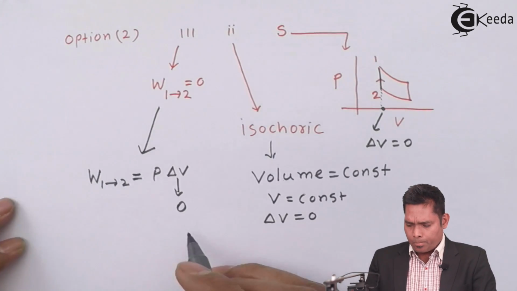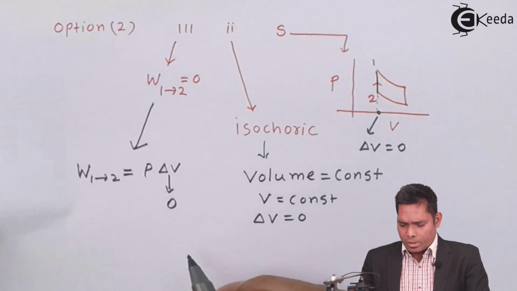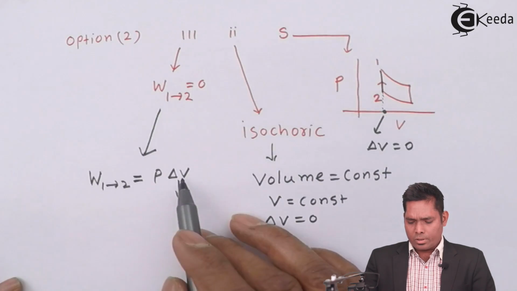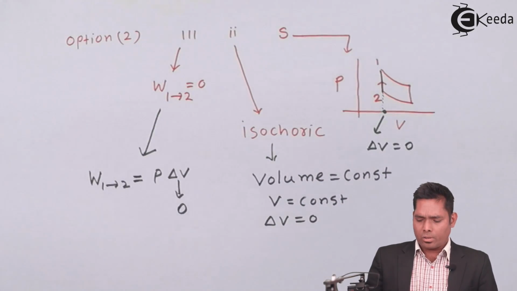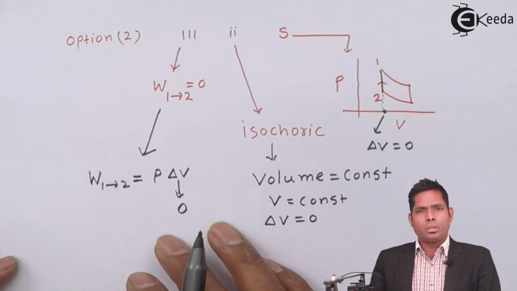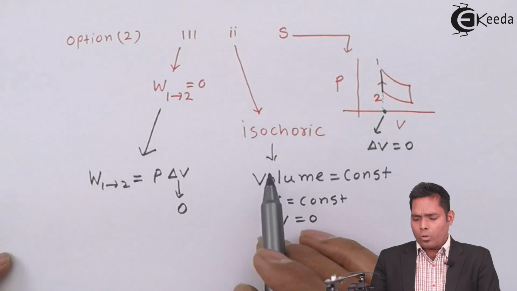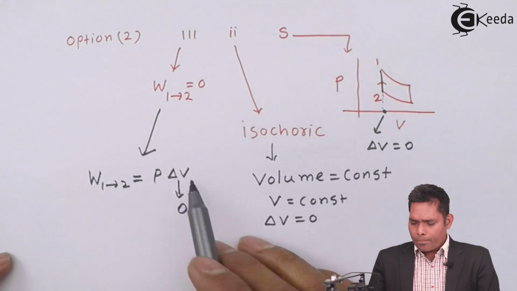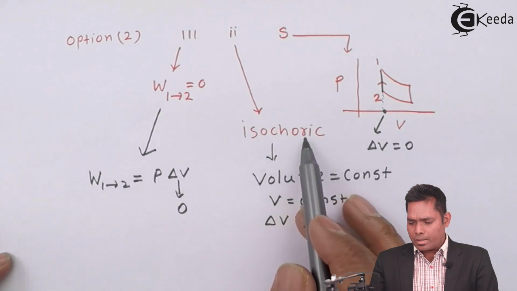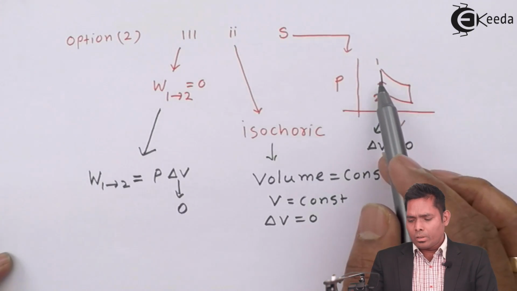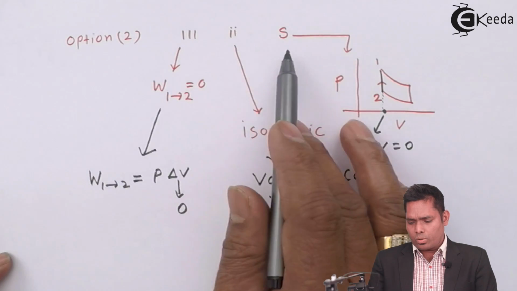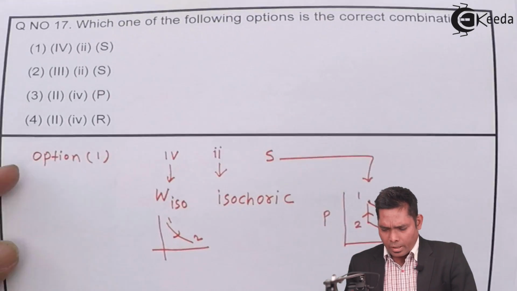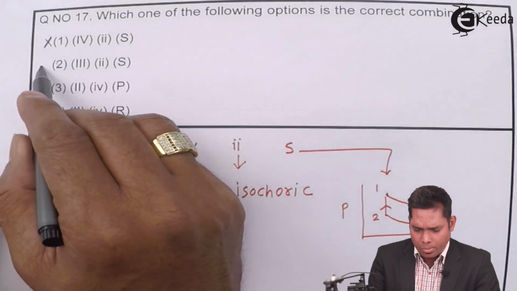So this is the correct combination: work done during an isochoric process is 0, because there is no expansion or contraction, no change in volume of the gaseous system. When the change in volume is 0, the work done by the gas is 0. This is an isochoric process, and it is rightly represented in option number 2. This one is correct, so option number 1 is not correct and option number 2 is correct.